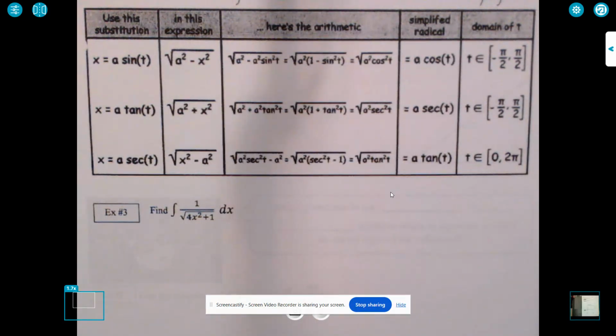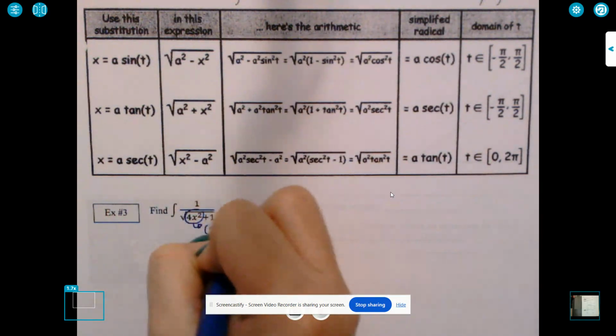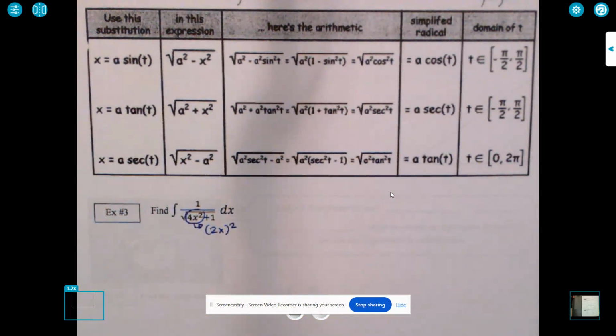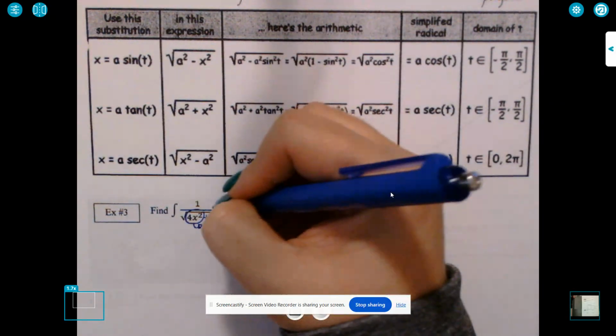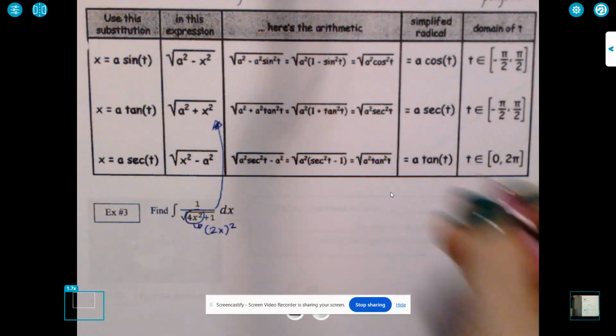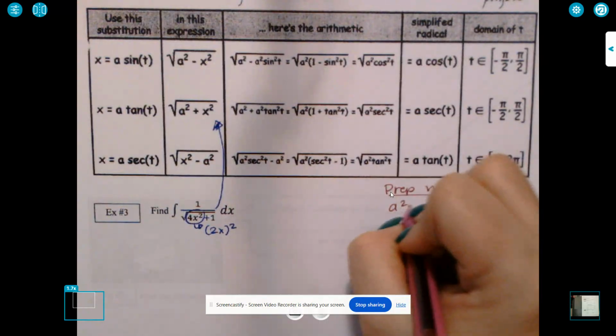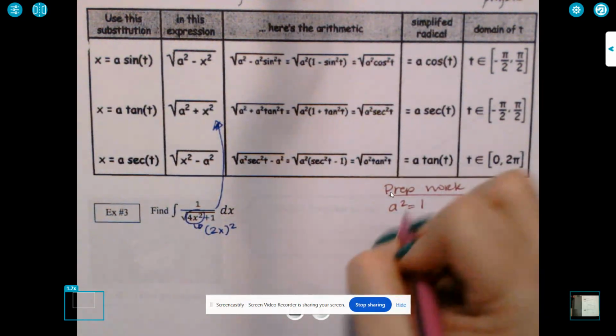All right, so let's look at example number 3. They want to find the antiderivative of 1 over the square root of 4x squared plus 1. All right, so let's look first. First, we want to recognize that 4x squared right here is ultimately 2x quantity squared. Okay, so that will be like an x squared and an a squared if we did that. Okay, so we do have the square root of x squared plus a squared. And remember, we're adding, so it doesn't matter. We're really going to look right up here at this second line. Okay, so if we're going to utilize that second line, then our prep work is going to be that a squared equals 1. Therefore, our a equals 1.